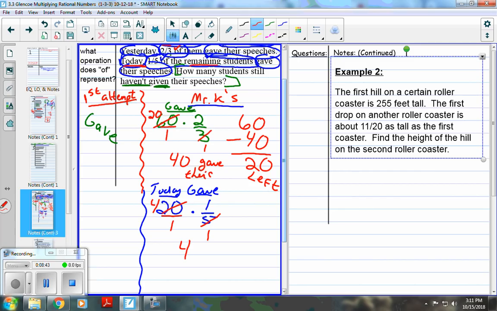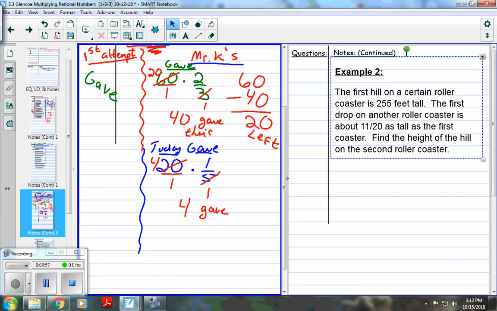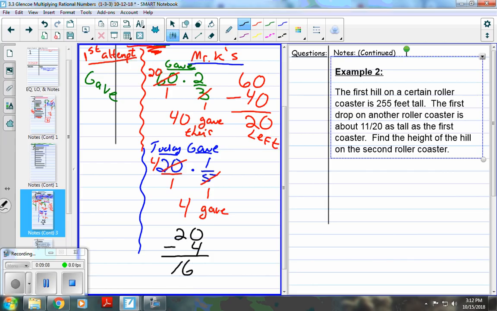Is the answer 4? No, this is 4 students gave their speeches, and this question wants to know who haven't given their speeches. And this is really common to an SBAC question. This is not a one-step problem, and many of you likely tried to do it all in one step. So our last part of this problem is we had 20 today, 4 finished. We have 16 who haven't given their speeches. So our answer for this is 16 students have not given their speeches. That's the answer. How many of you got that right the first time?